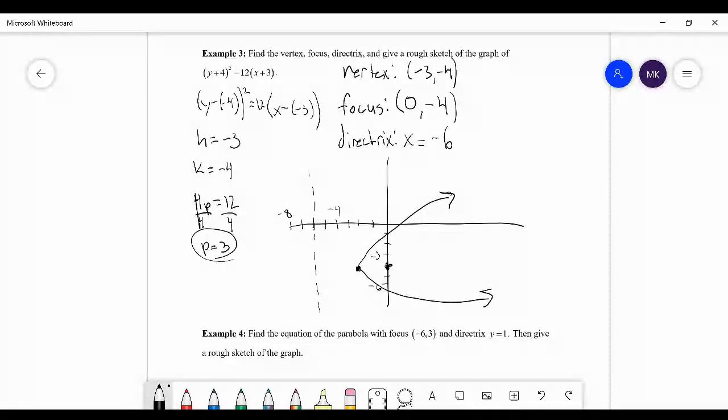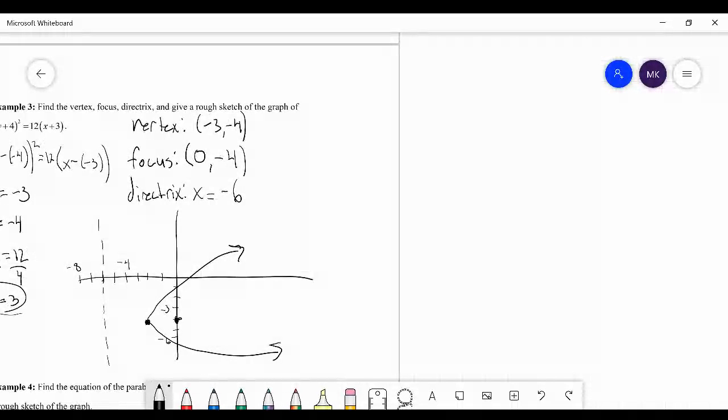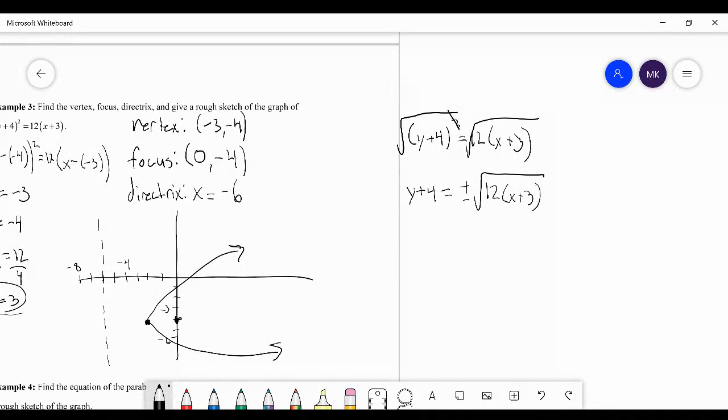Now, how in the world could I graph this on my calculator, right? We know we could graph any x squared one, we just solve for y and it's not too crazy. But what we do to graph this on our calculator is actually really simple. We just have to graph the upper portion and lower portion as two separate functions. So we take our y plus 4 squared equals 12 times x plus 3, and the first thing I'm going to do is square root both sides. So I get y plus 4 equals plus or minus the square root of 12 times x plus 3.